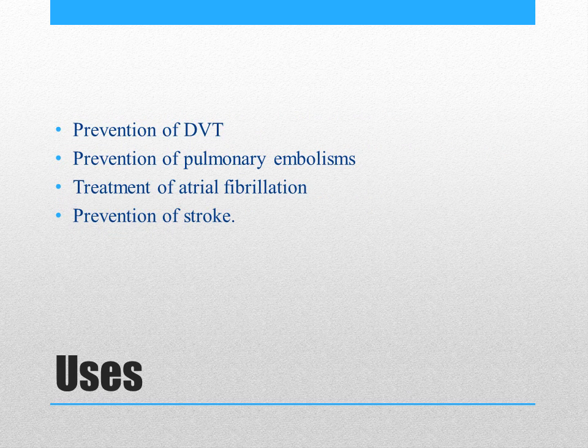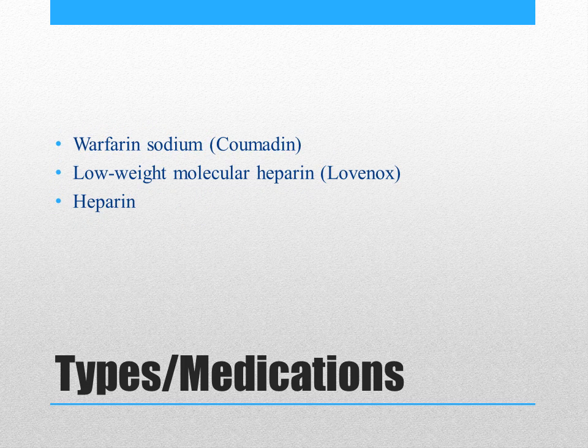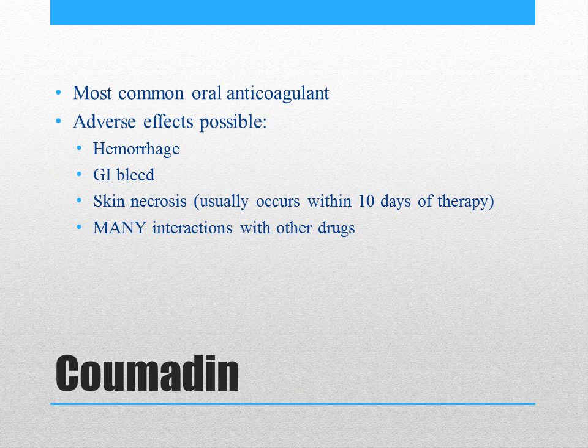So Coumadin is used to prevent DVTs and pulmonary embolisms. It's used to treat atrial fib, and it's used in the prevention of stroke. There are some other off-label uses for it, but those are the primary reasons that an anticoagulant is prescribed. The three main types that we see are Coumadin, which is an oral version, Lovenox, and then heparin. Lovenox and heparin, of course, are injectable medications. Coumadin is the most common oral anticoagulant.